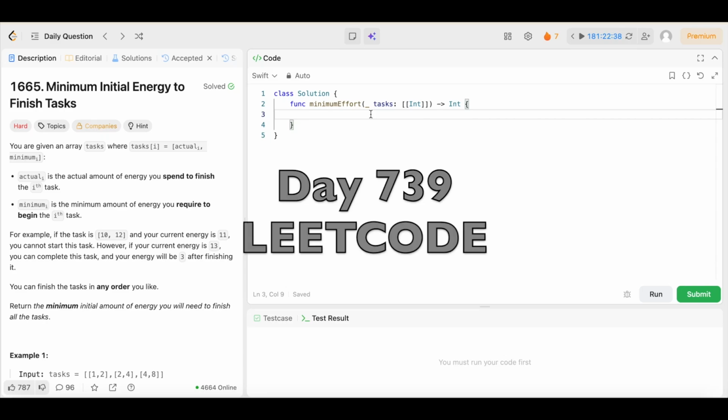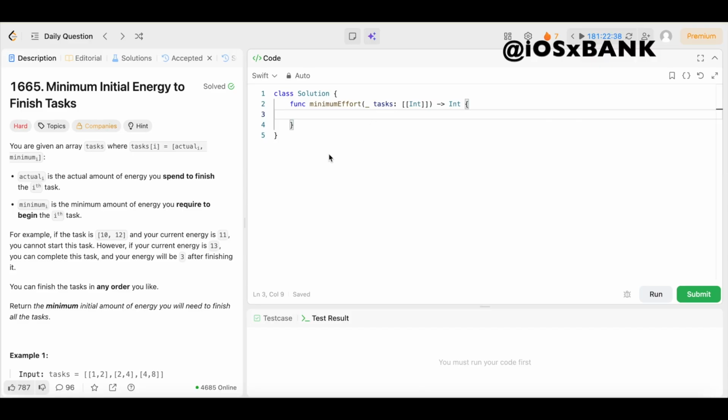Day 739 of doing a LeetCode problem every day until I get a job. All right, y'all, we're back again, another day, another LeetCode problem where we're doing daily LeetCode problems.